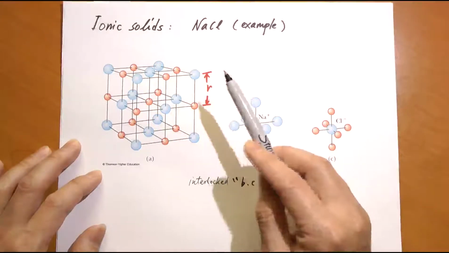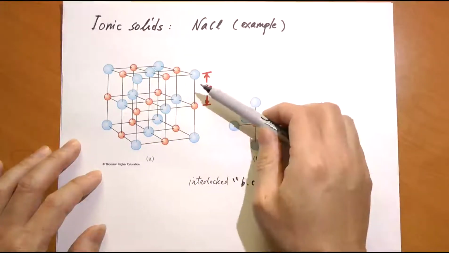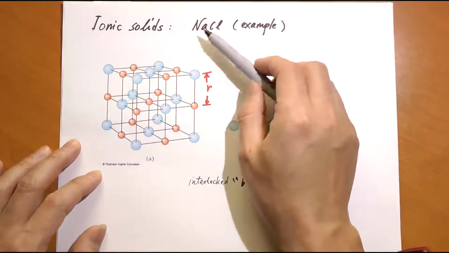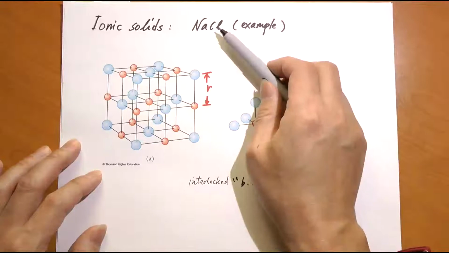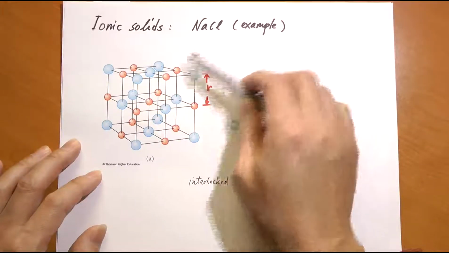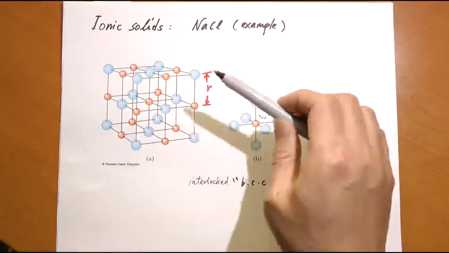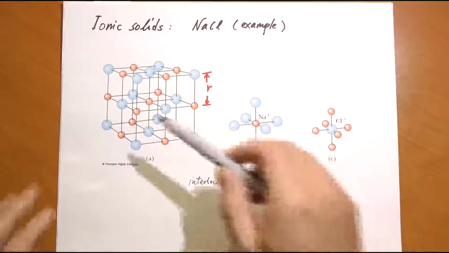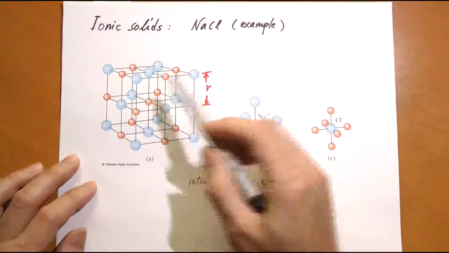But in the real NaCl crystal, we don't have just a bunch of NaCl molecules where only one sodium and one chlorine atom are tied together strongly, but there's not as strong a tie between different molecules of NaCl. That is not true.